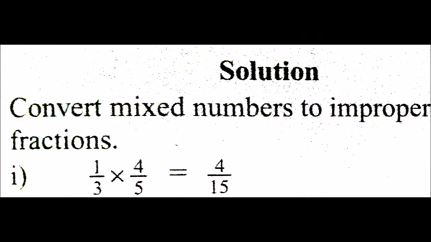I. Now you have to convert mixed numbers to improper fractions. So 1 over 3 times 4 over 5, which is equal to 4 times 1 is 4, 3 times 5 is 15. This one is straightforward.